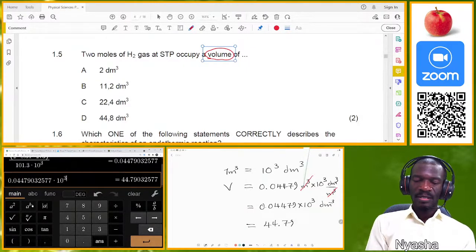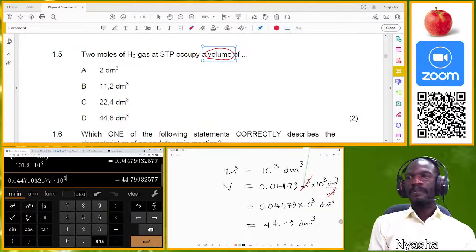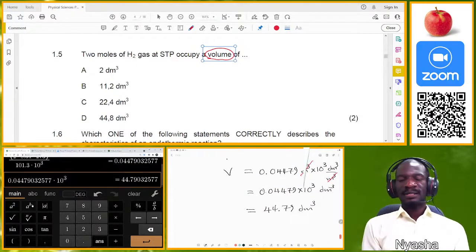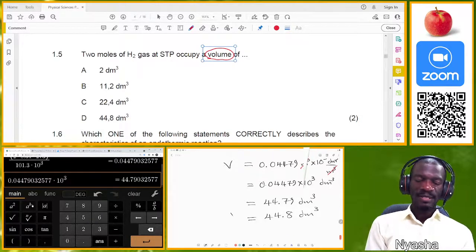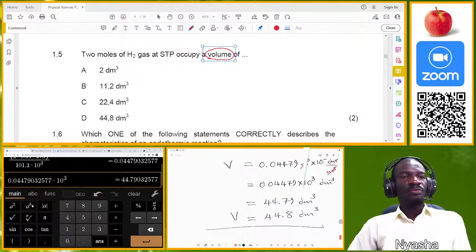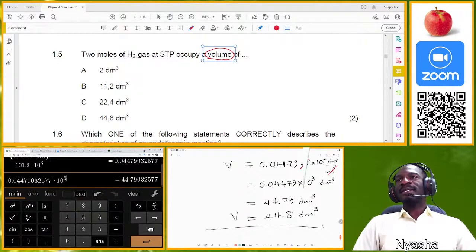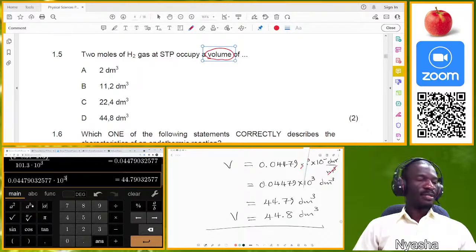So your answer becomes 44.79 dm cubed. According to the numbers that were given on the screen, the nearest is therefore 44.8, because they rounded off to 1 decimal place. Therefore, your volume is 44.8 dm cubed, and your correct answer is D.